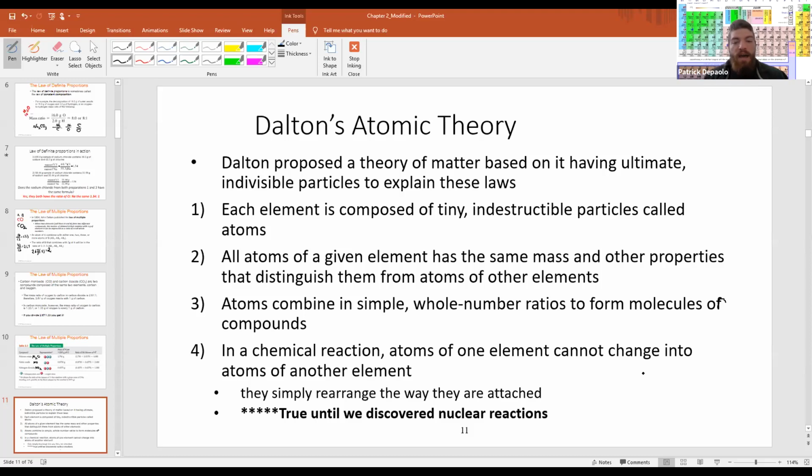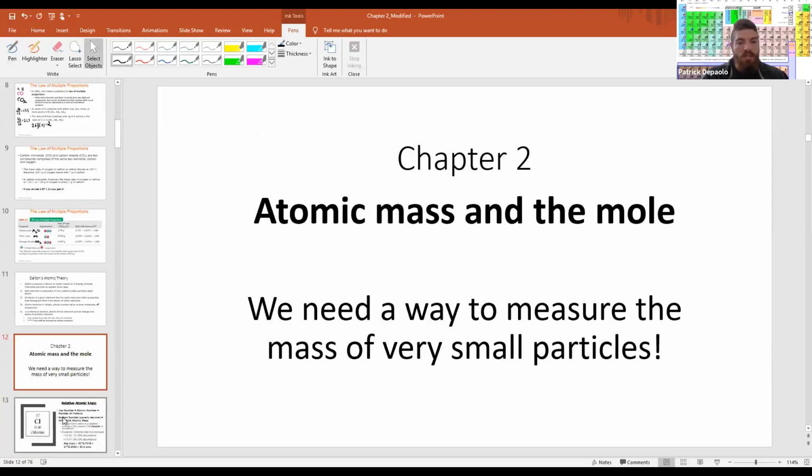Number 4, in chemical reactions, atoms of one element cannot change into atoms of another element. This is generally true, and it basically means in any chemical reaction, the atoms simply rearrange and attach differently. But when we discovered nuclear reactions, that is not true, because you can have a nucleus explode and the atoms will actually change. Some protons might come out, neutrons will come out, and you'll have 1 or 2 atoms become one atom of a different element. So the elements can change into other elements. So he had the right idea. For somebody without any really solid experimental techniques, he did a really good job.